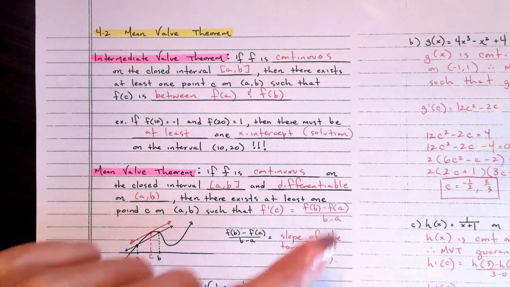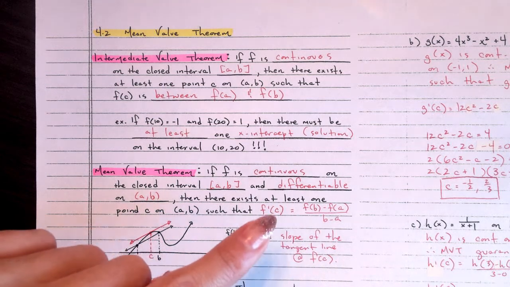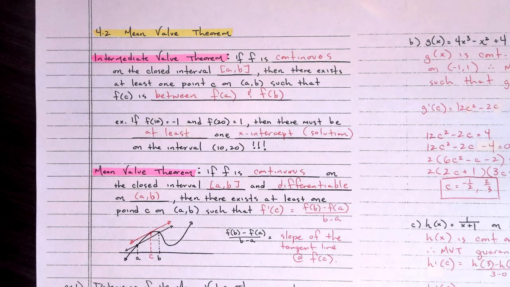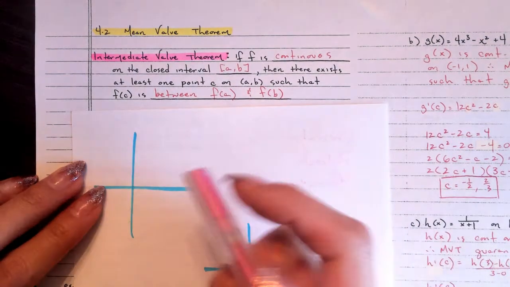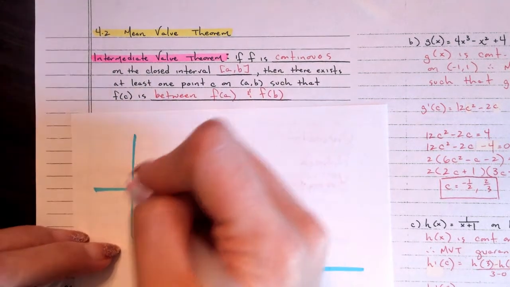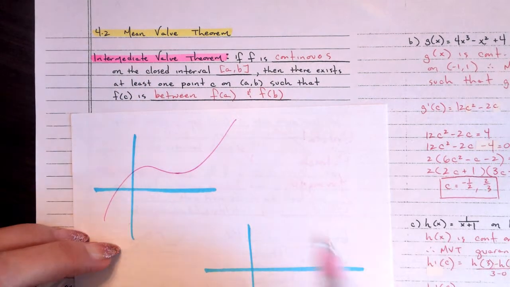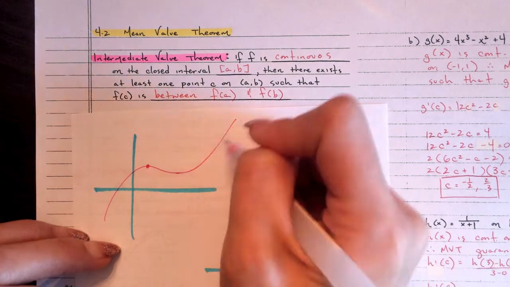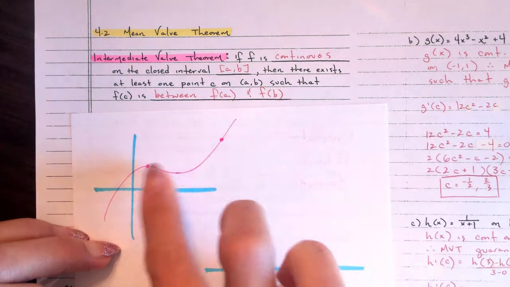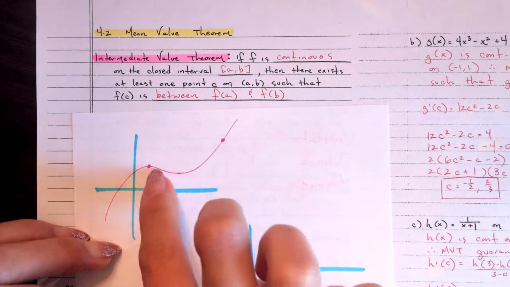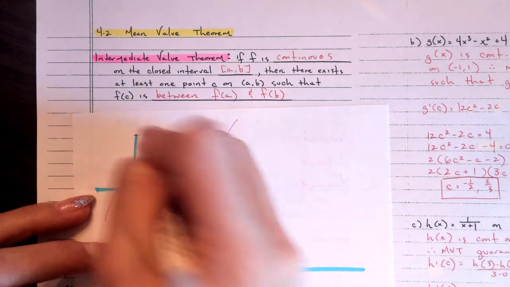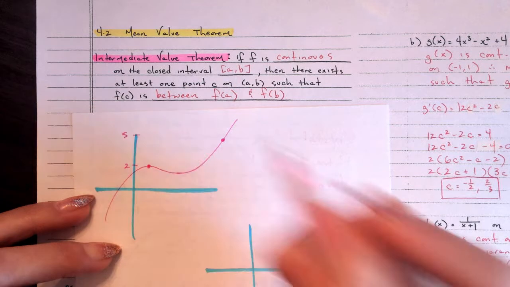Rolle's is when the slope equals 0, so you set the derivative equal to 0. Okay, we'll talk about this a little bit more. All right, so as a reminder, what is intermediate value theorem? Intermediate value theorem is when you have some continuous function, and then you have a closed interval, so between here and here, if it's continuous, and you have these y values at like 2 and, I don't know, 5 or whatever.